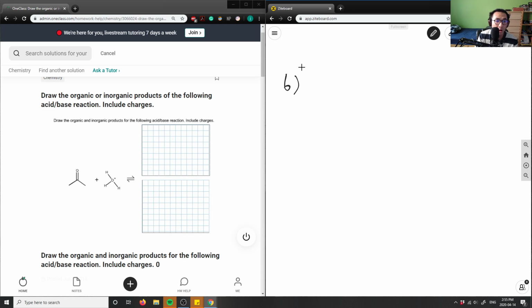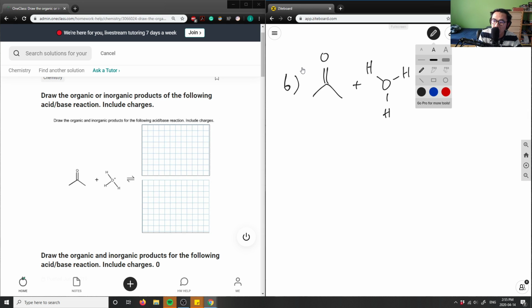I don't know why. Okay, so it says here, draw the organic or inorganic products of the following acid-base reactions. So I have here a ketone, propan-2-one, and then I'm going to have H3O+. So H, and H. And I'm going to draw my positively charged as red. So this is positively charged.